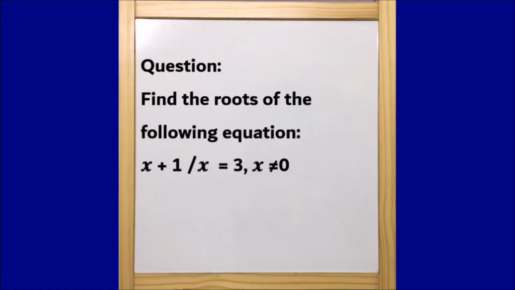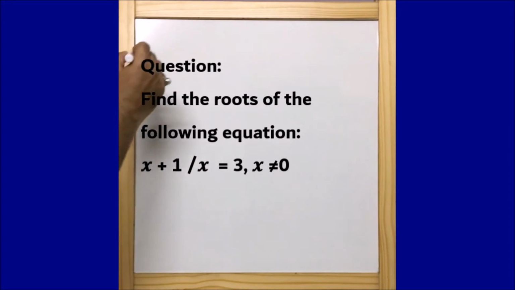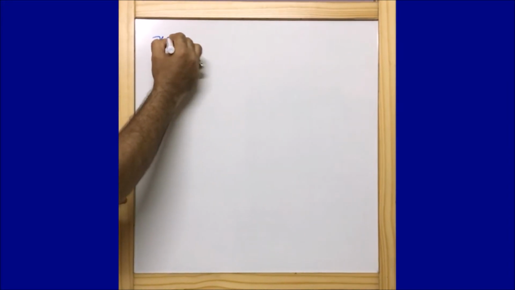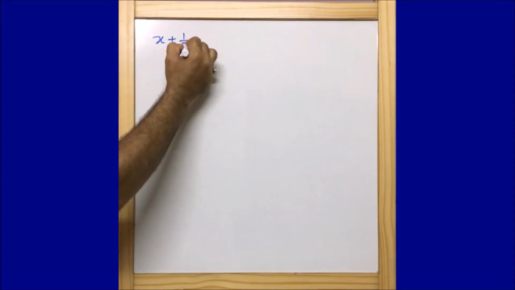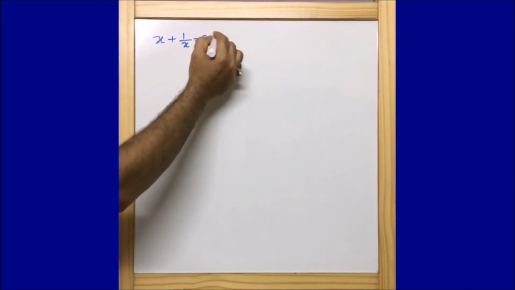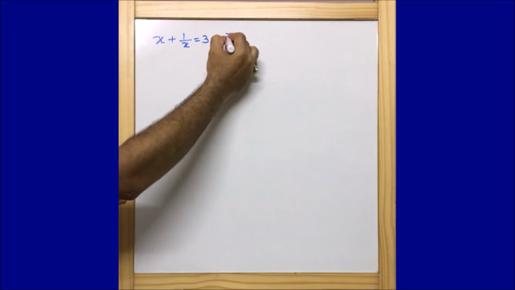Here the given question is, find the root of the following equation x plus 1 by x is equal to 3 where x is not equal to 0. This is what is being very clearly given in the question. Let me write down the question here on this board. The question is x plus 1 by x is equal to 3 and here the condition is x is not equal to 0.